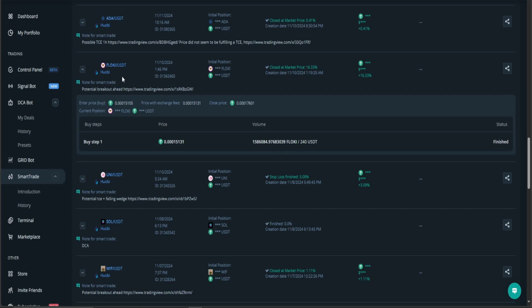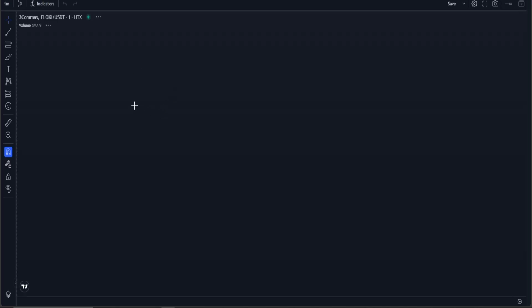For this trade review, we're going to be using 3commas, and we're going to be taking a look at FLOKI USDT. The reason I like to use 3commas is because it keeps all of your trading notes and your trader diary very organized so that we can come back and review your trades just like this. All we have to do is click here, and it's going to load us up a chart.